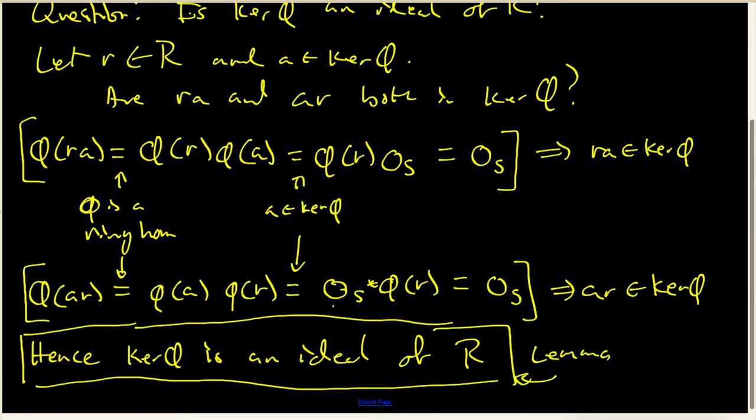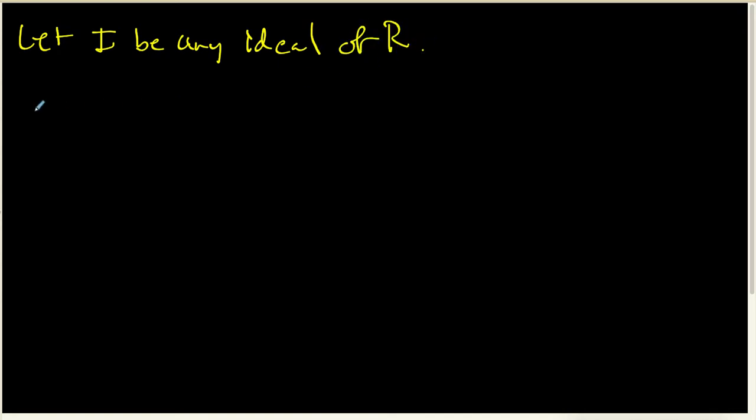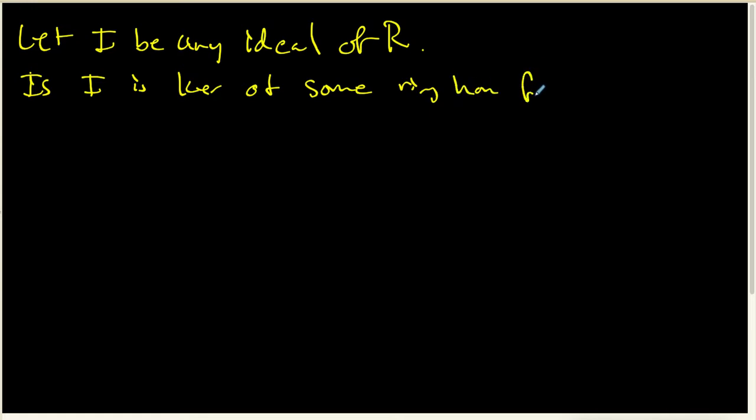So what I want to do next is I want to kind of turn the question around. By that I mean I want to let I be any ideal of R. And I'm wondering whether or not I is the kernel of some ring homomorphism from R to some unknown ring.